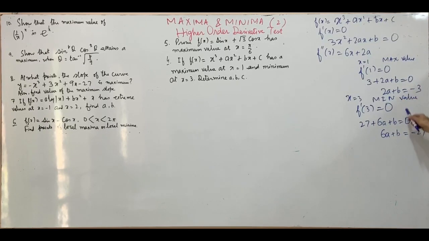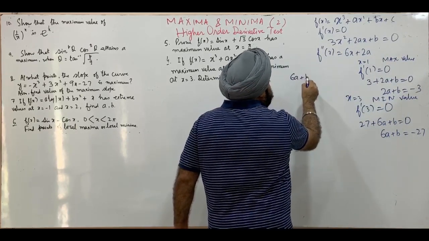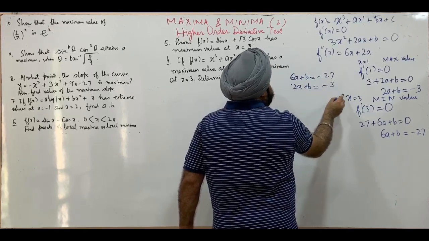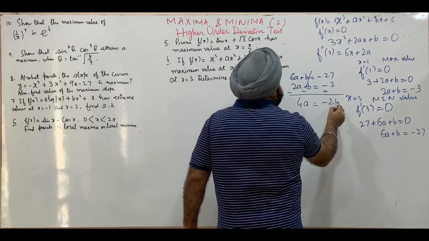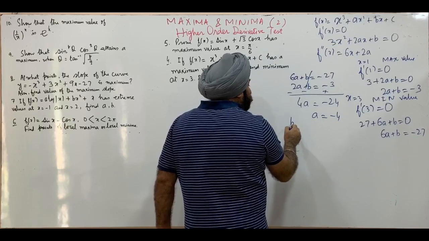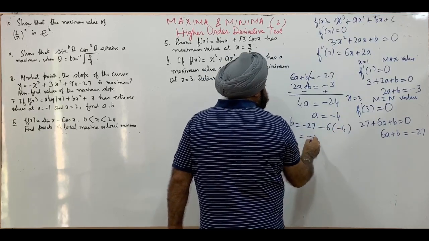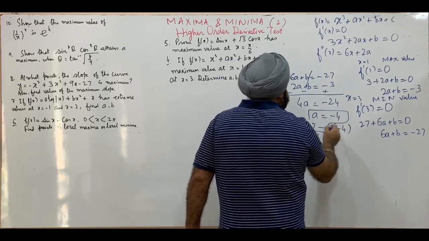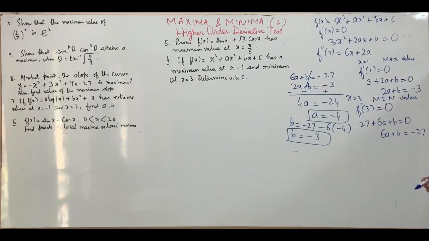So we solve these equations simultaneously. We have 6a plus b is minus 27, and 2a plus b is minus 3. Subtracting, b will cancel out, and a is minus 4. We put a equal to minus 4 here: b is minus 27 minus 6 into minus 4, this is minus 3. So b is minus 3 and a is minus 4. So these are the values of a and b.